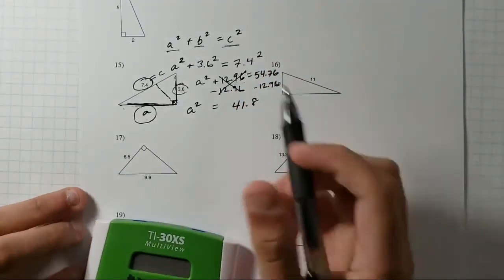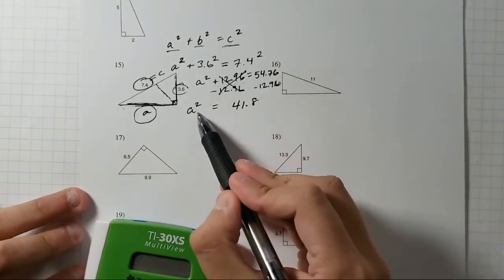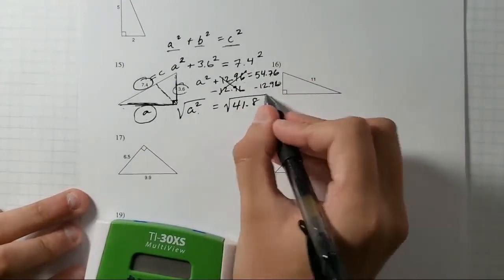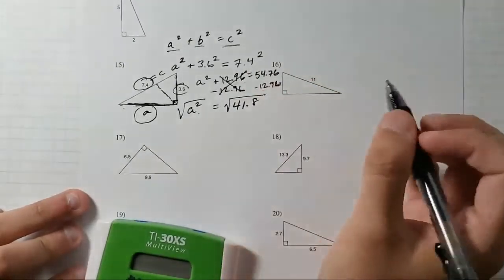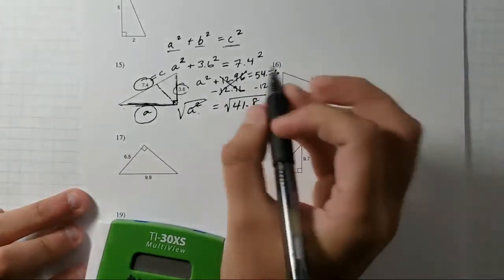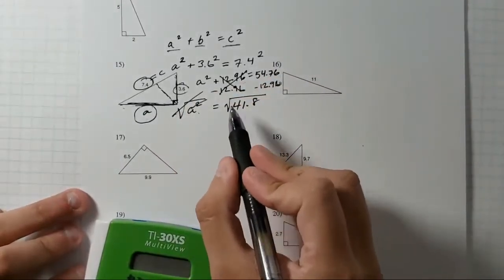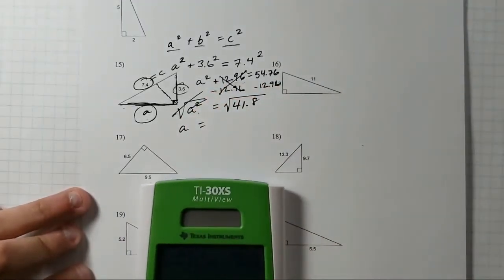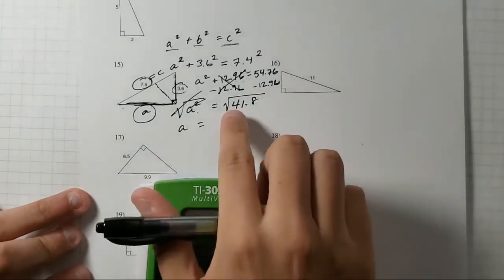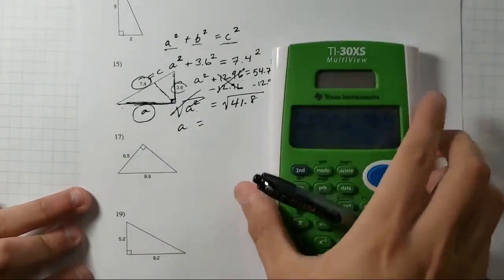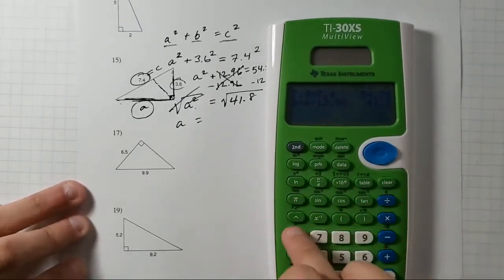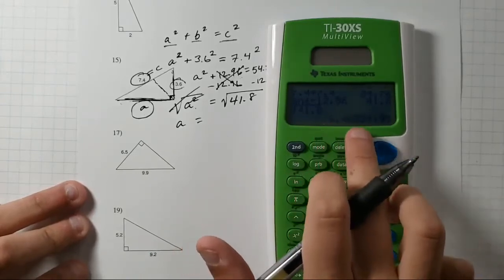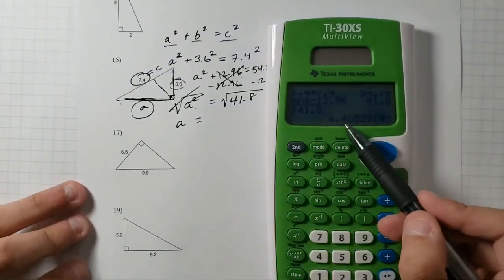All right, but there's a problem. We want A. We have A squared. How do you get rid of the squared? Square root. All right, square root, good to know. So the squared goes away, the square root stays. But maybe you don't want your answer to have a square root. So you need to go to the calculator and plug in the square root of 41.8 to see what it's equal to. And it's equal to 6.5 if you round it to the nearest tenth.